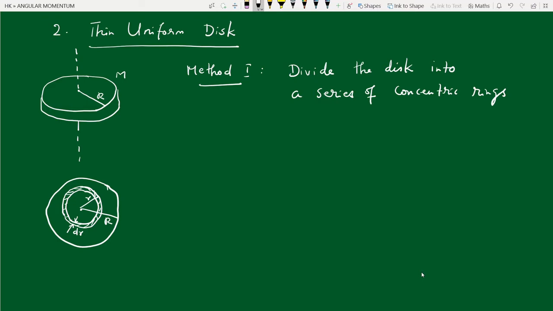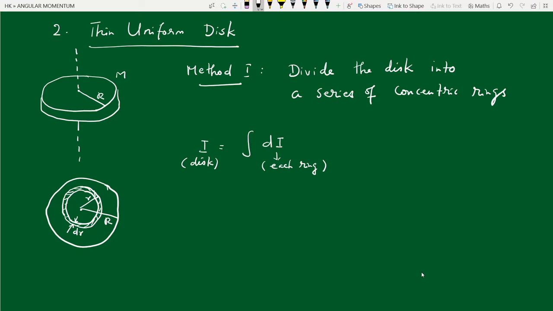The idea is that the total moment of inertia of the disk is the integral of the moment of inertia of these rings. This is the moment of inertia of the disk. This is the moment of inertia of each ring, dI. So the total moment of inertia of the disk is, you add the moment of inertia of each ring, dI plus dI plus dI, etc. In the limiting case, when the thickness of these rings reduces to 0, the summation becomes integration. So integral of dI, where dI is the moment of inertia of each ring.